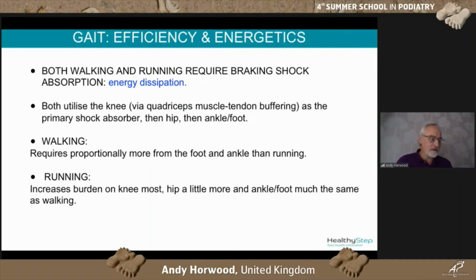Now, both walking and running thus involve a phase of absorbing and dissipating impact energy to protect the body from high energy loads, followed by an energy demanding acceleration phase. Both locomotive techniques use the knee, mainly via the quadriceps, as the primary energy buffer, particularly through muscle tendon buffering. But in running, the loads on the knee become proportionately higher than those of the hip, ankle, and foot. Thus, in walking, foot and ankle are far more proportionately significant to energy management than they are during running.